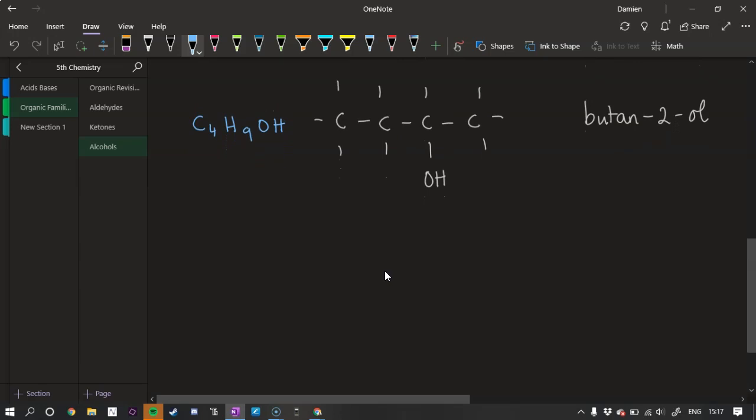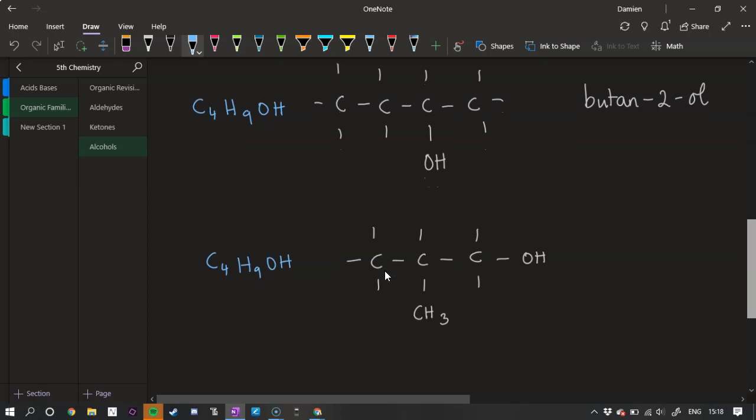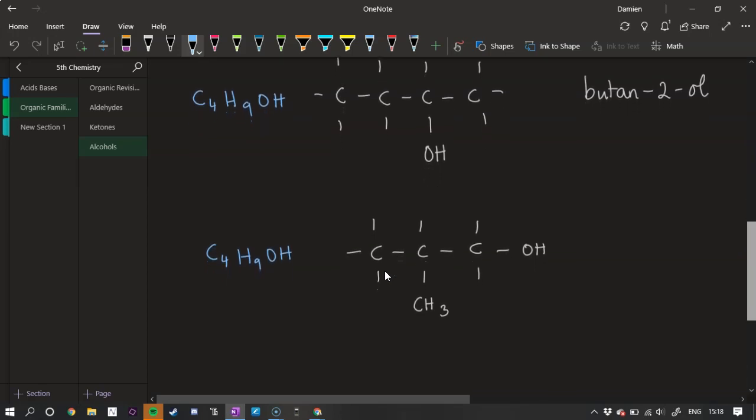When we move on to the next one, we can create another isomer by actually knocking off a carbon. So for example, if we do this, 1, 2, 3, and by knocking off a carbon we introduce a CH3 group, and then pop our alcohol group at the end. When you count up all the carbons, this one here is still C4H9OH. That is, there's 4 carbons, there's 9 hydrogens, and there's an OH group. But you can clearly see that this is a very different structure.